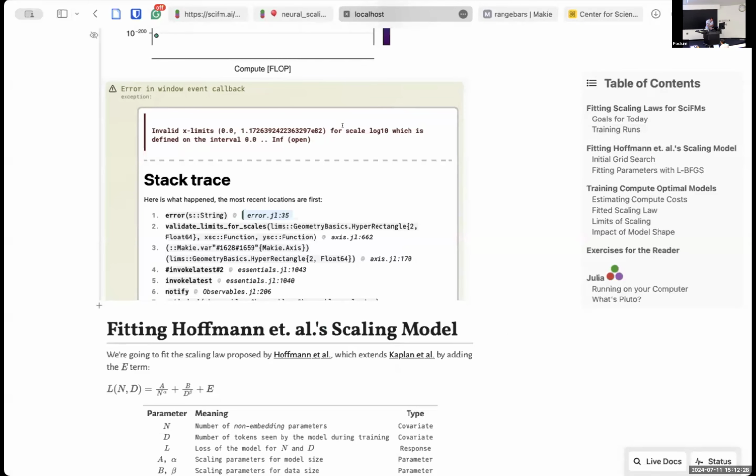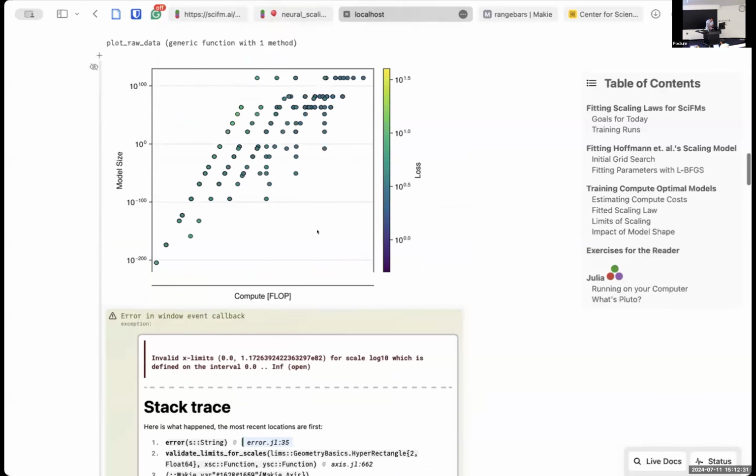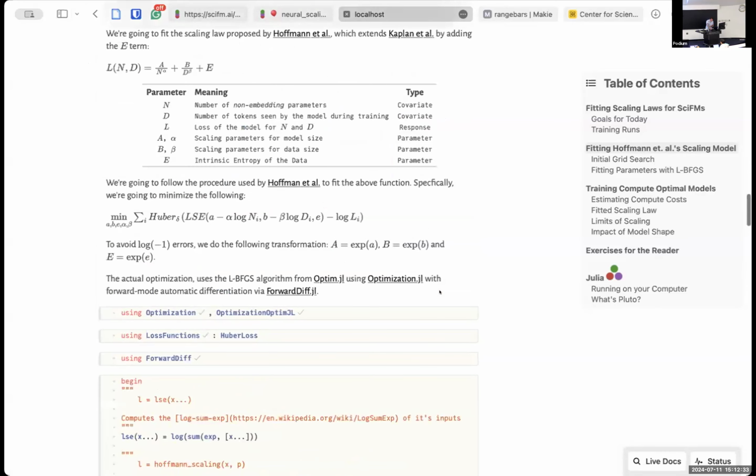Oh, hey, that's always fun. Oh, it's because I zoomed. Anyway, we're going to go down.